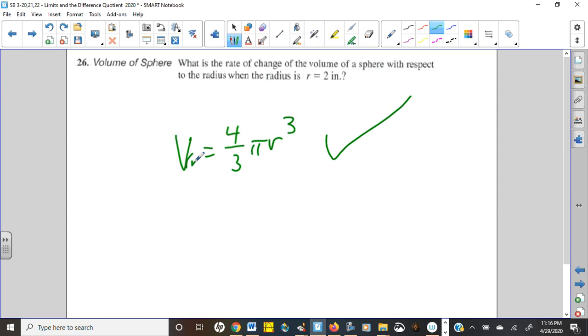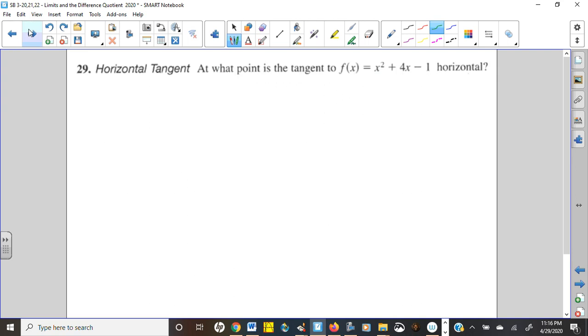So we would call it V of r, or V of x, or whatever you want to call it, and do the work with that. Okay. All right. The last example I'm going to do for you here is number 29. It's a horizontal tangent problem.